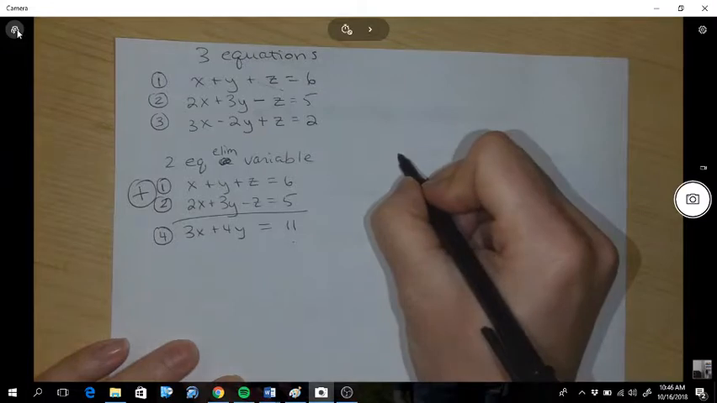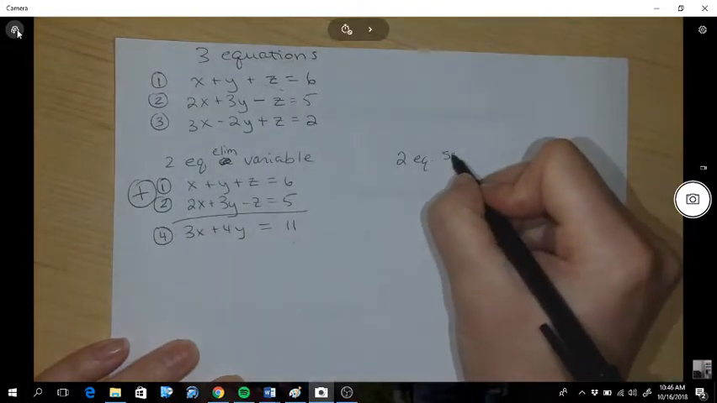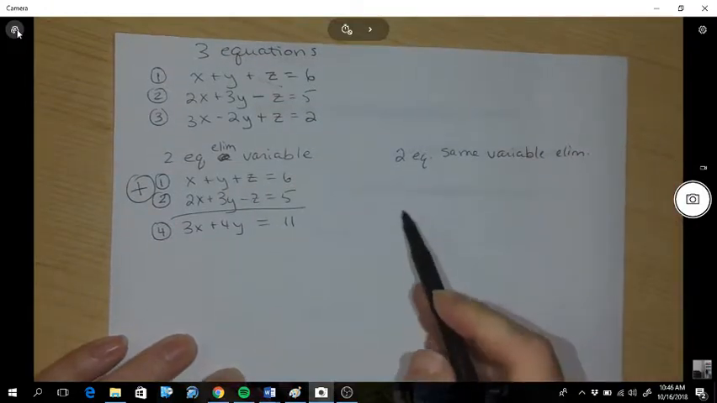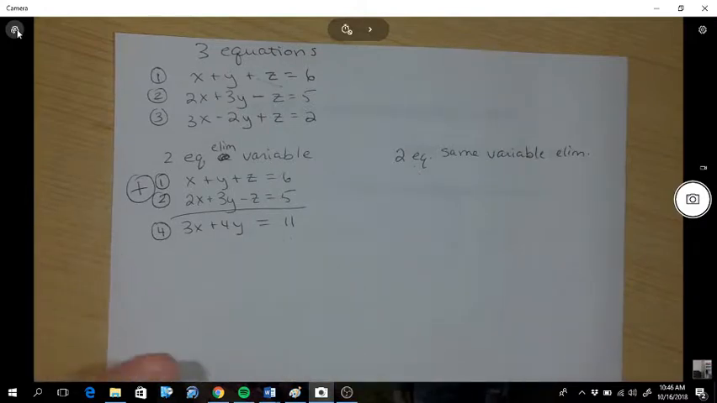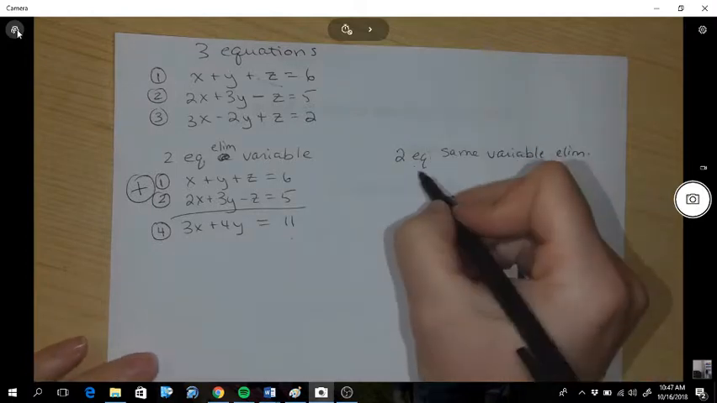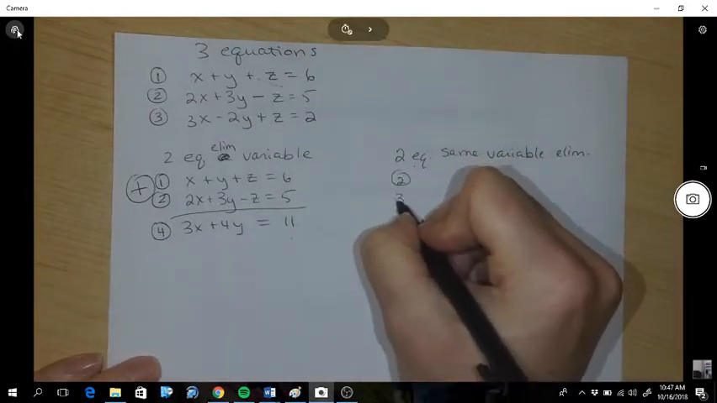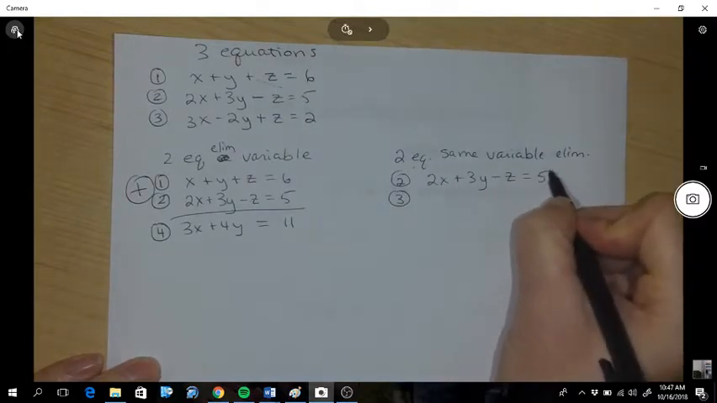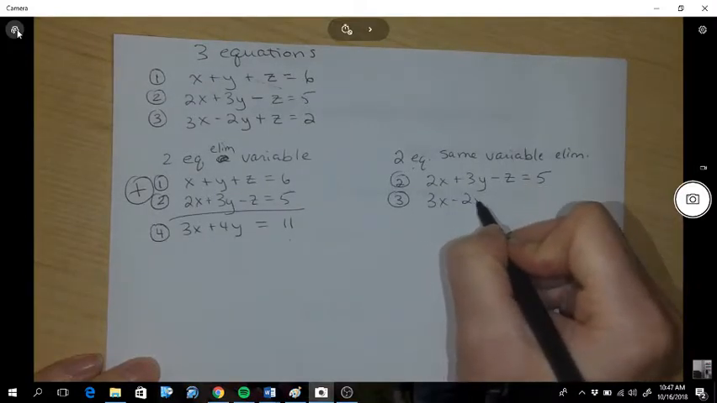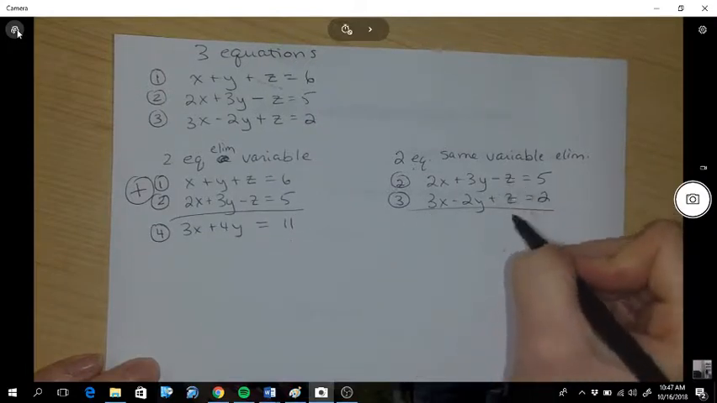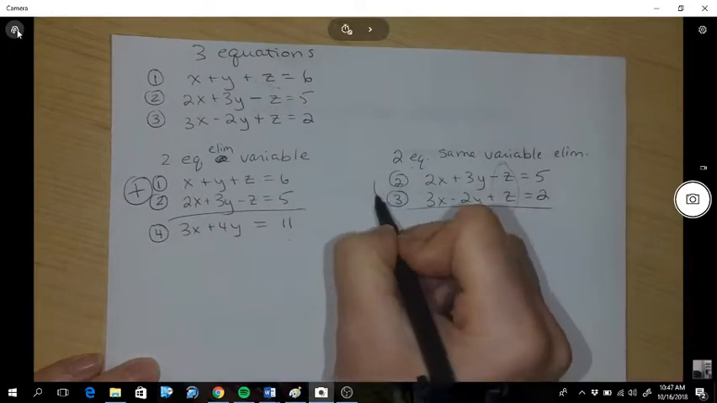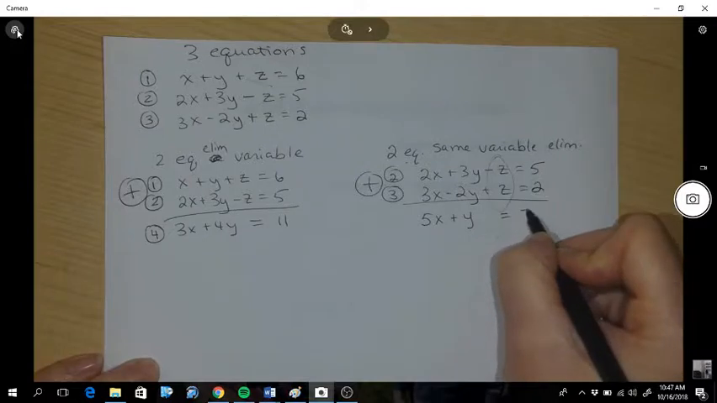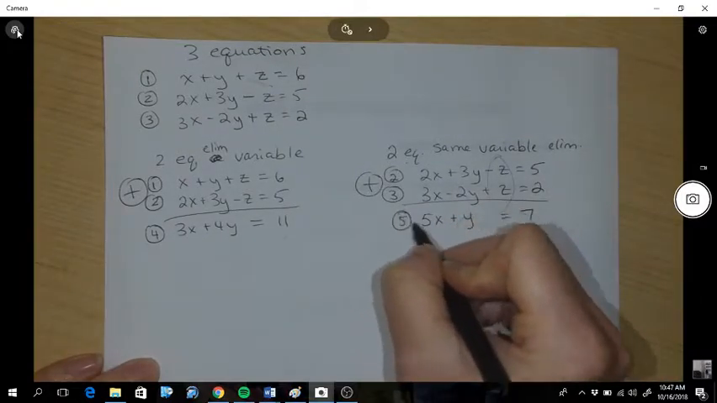Step two: two equations, same variable, eliminate. Obviously we can't use 1 and 2 again, so we can go with 1 and 3 or 2 and 3. Let's just pick 2 and 3, it doesn't matter here. So 2x plus 3y minus z equals 5, and 3x minus 2y plus z equals 2. How do I get rid of the z's? I need to add. So 5x plus y equals 7. Now this is called equation 5.